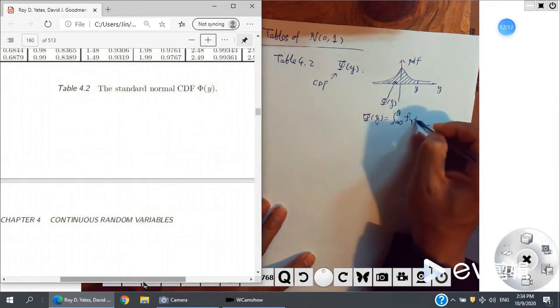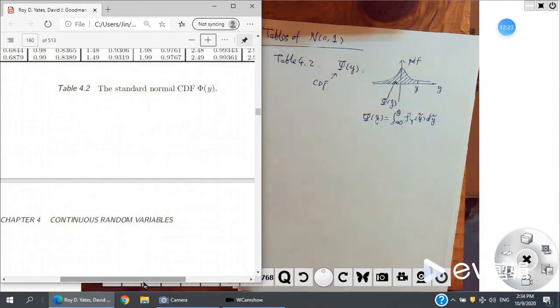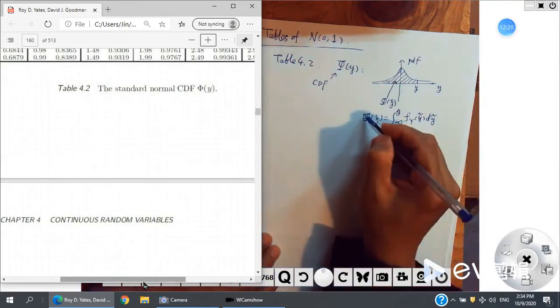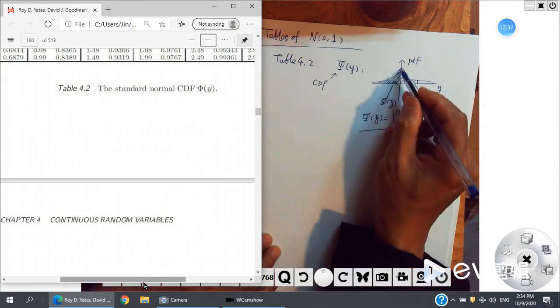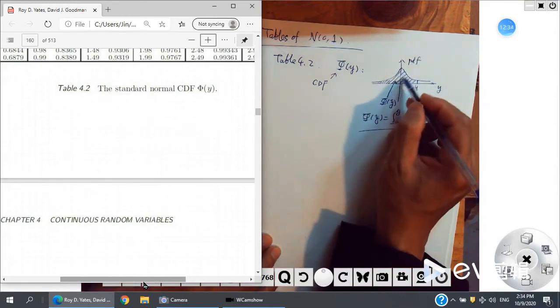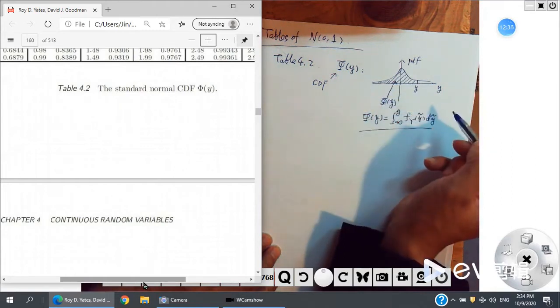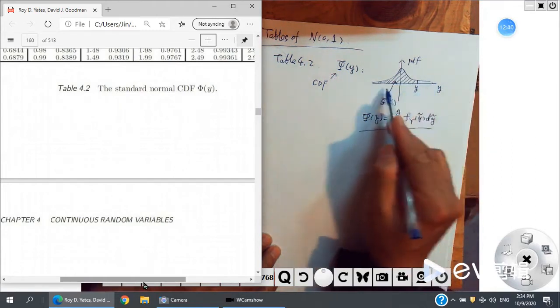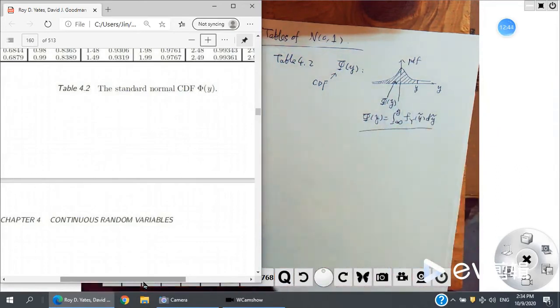f of y tilde dy tilde. Okay, I still use y with a tilde. Right. It's like this. This is phi of y, capital phi of y. Or you can show it as a graph. Then the shadow area is the value of phi of y. When y changes, you will have a different value. Okay, so this is phi.